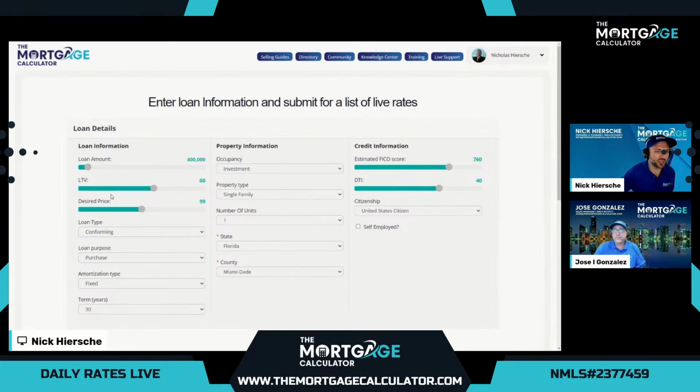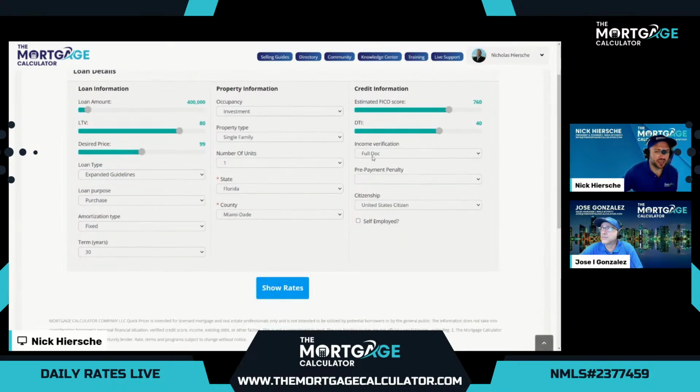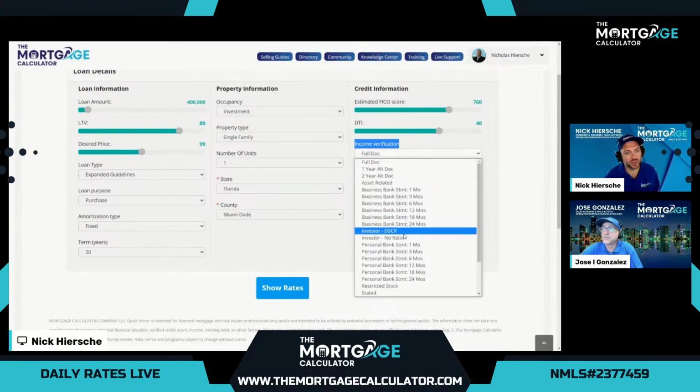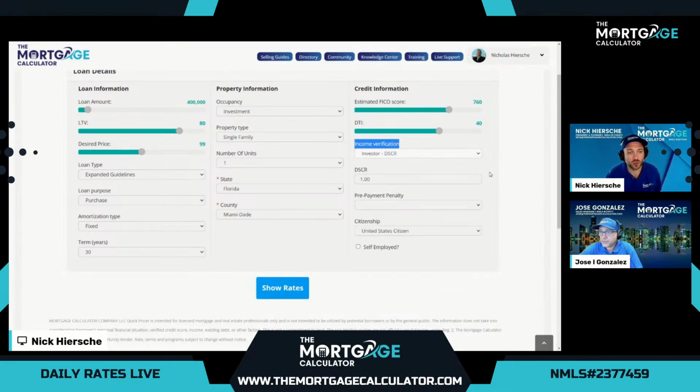So for the final demo today, investment, 80 LTV, and we'll set this to expanded guidelines, aka non-QM. And now we have to choose our income. The most popular option by far, and the most popular loan we do at the Mortgage Calculator by far, is our DSCR loan option. And that's because it doesn't actually require any income or employment from our borrower. We simply use the estimated rental income from the property.